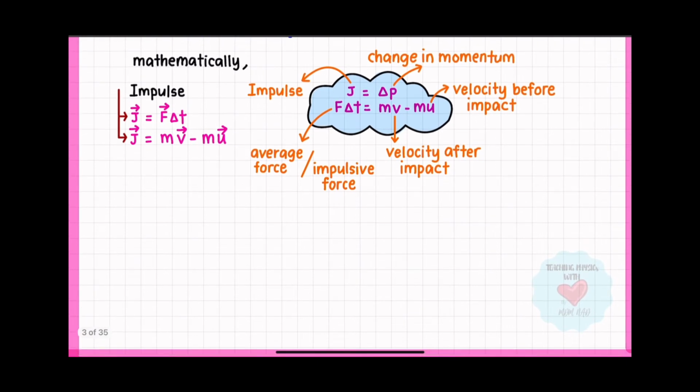Okay, so this is impulse lah. You boleh create lah sama ada you nak guna J is equal to F delta t, ataupun J is equal to delta p, or J is equal to mv minus mu. It's depending on the question yang ditanya lah dalam soalan.